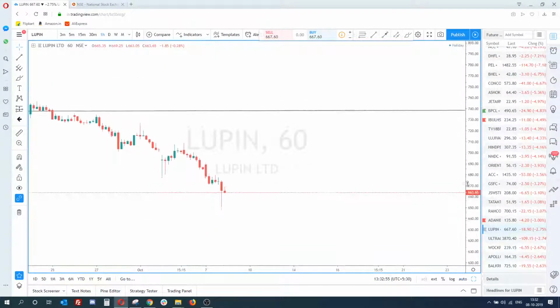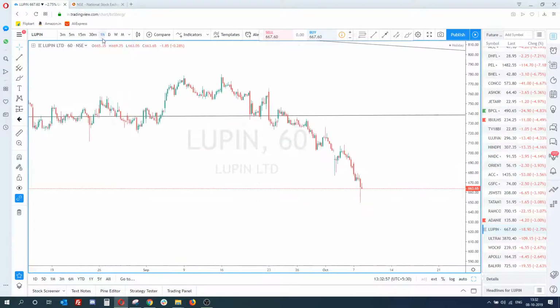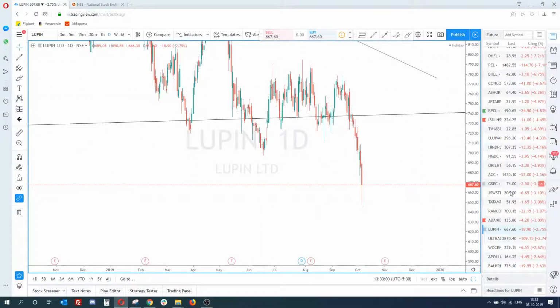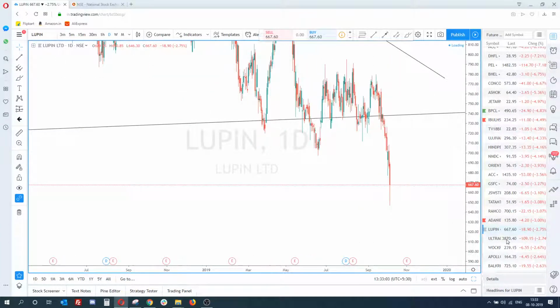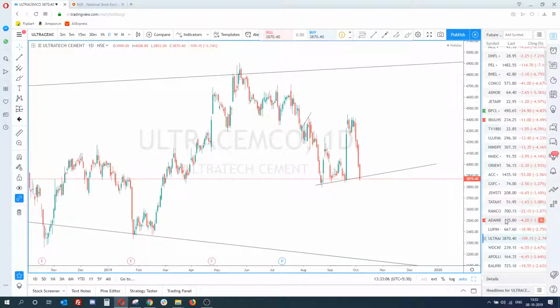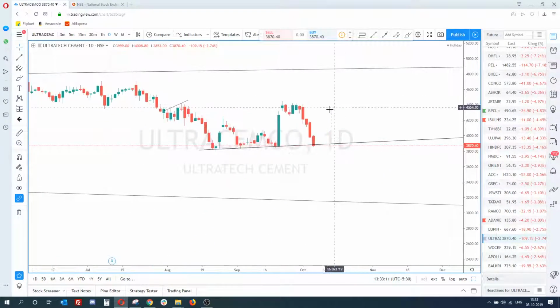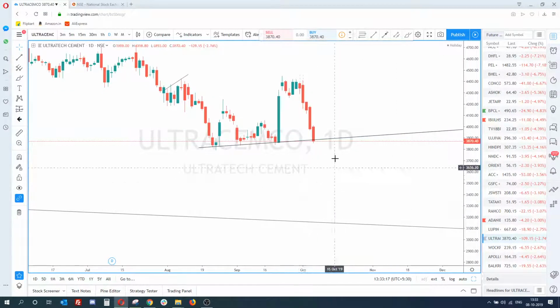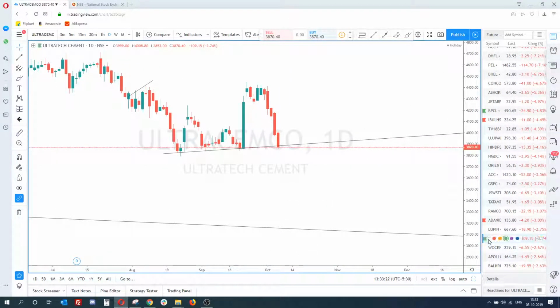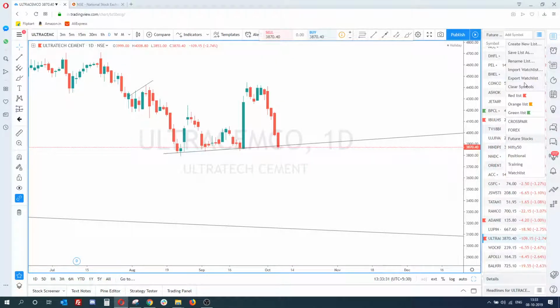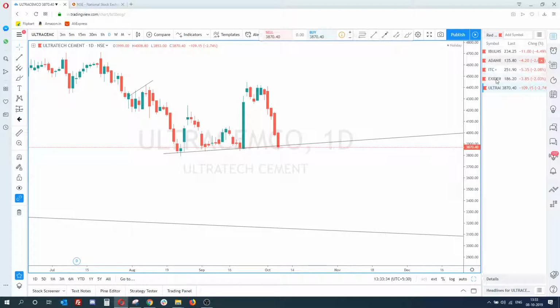In Ultratech Cement, there is an opportunity for us to trade here, this area, tomorrow. I will just put this on the watch list. This is a bearish outlook, right? So I will put this in red, and if I just go here and press the red list, I will be able to see this.